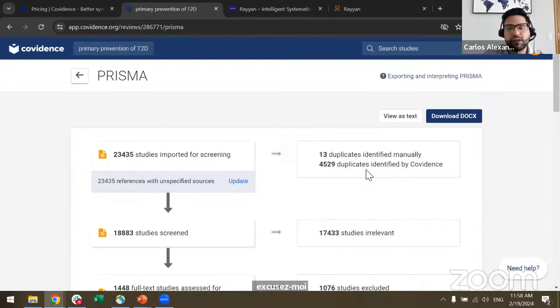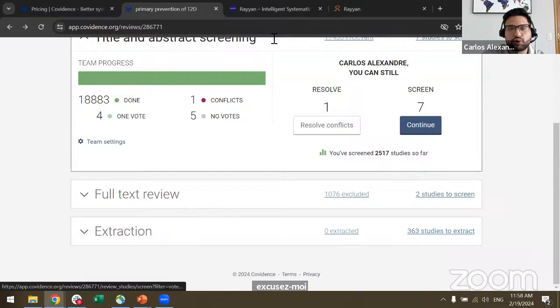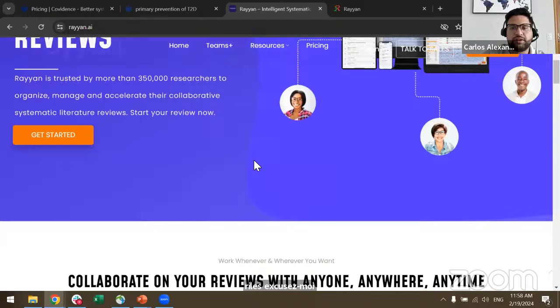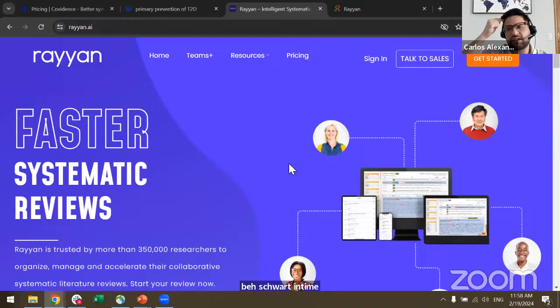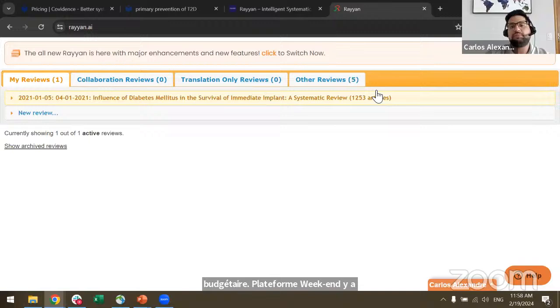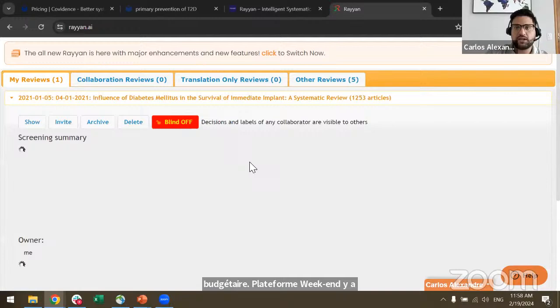Okay, so I know that I'm a little bit short on time, but I'm going to show you the Rayyan platform really fast. They made a revamp, I guess it was in the previous year, I'm not sure, but this is how it looked before when I used Rayyan for my systematic review in the past. So here you can see the systematic reviews that you're working on. You can set the blind off or on, depending on the phase that you are in. Of course, we blind off after finishing all the screening process.